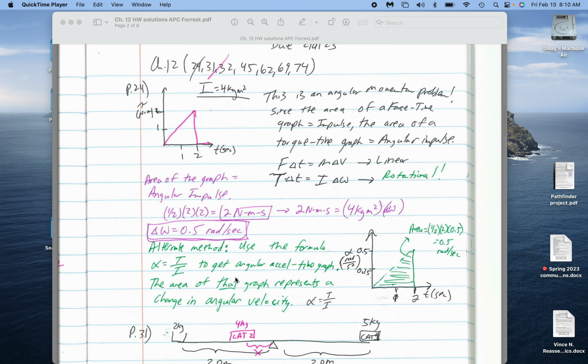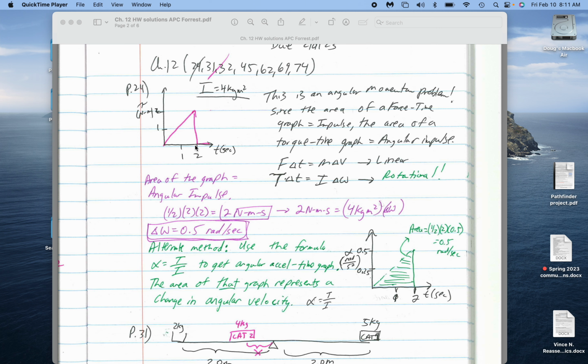Problem 24 basically gave you this graph, and it was a torque and time graph. You should be able to relate the fact that this is similar to the linear equivalent of a force time graph. And so it's asking, it says that this object has a moment of inertia of 4 kilogram meters squared and experiences the torque as shown in this graph. What's the angular velocity at 3 seconds? Assume it starts from rest.